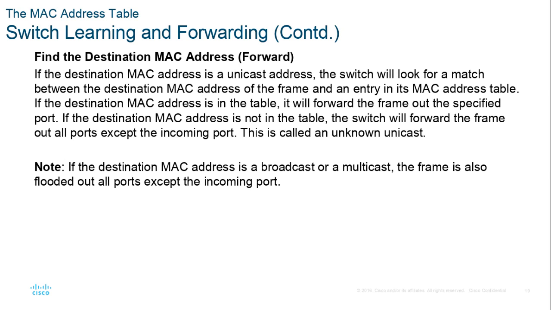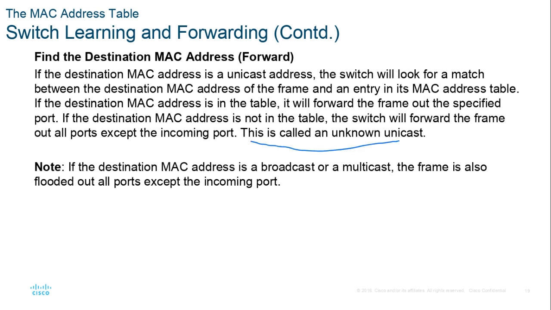If it's a unicast and I've learned the destination MAC address, it's in my MAC address table, I'm very efficiently going to send it only to that other switch, to that second port, so it can be forwarded to that device. Now, if it's a broadcast or a multicast, I am compelled to flood it to all the other ports, except the one port it came in on.